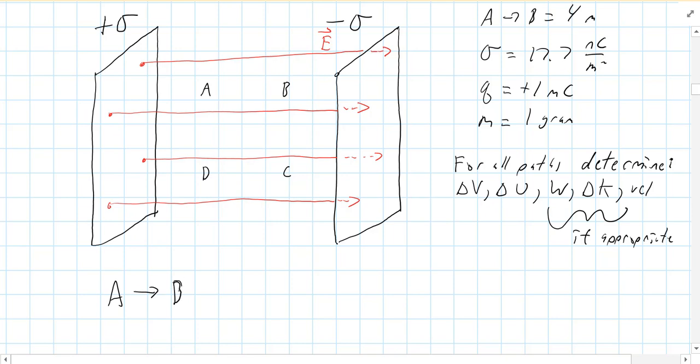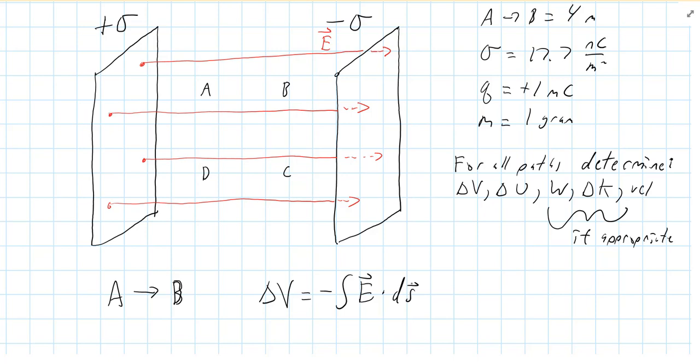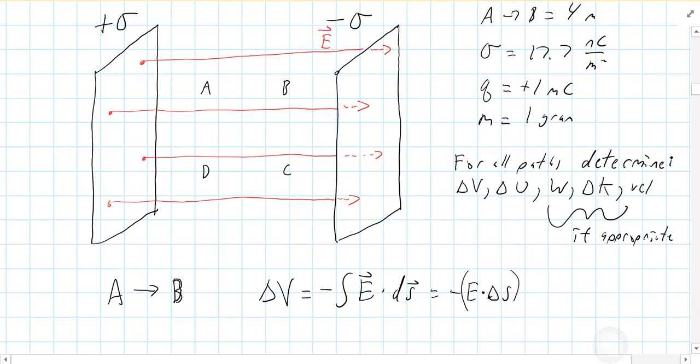If I push or move or let the charge go from A to B, what is the change in voltage? Change in voltage is negative the integral of E dot ds. In this case, we're not going to have to integrate because the electric field's constant, so it's just negative E times delta S. Now, when I go from A to B, we're going with the field. So this dot product is positive, but there's a negative out front, so our change in voltage is negative.